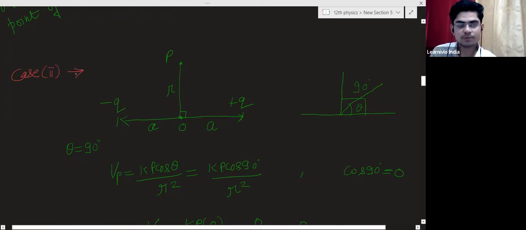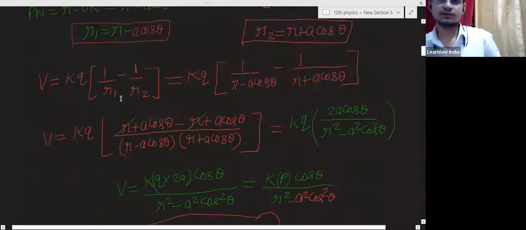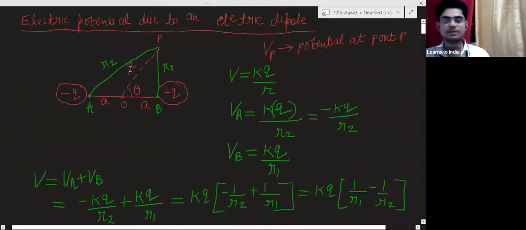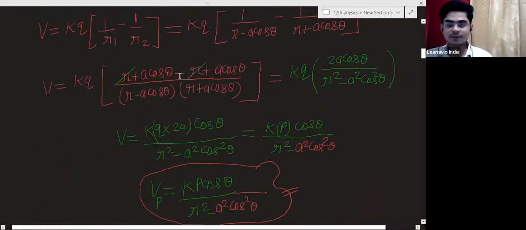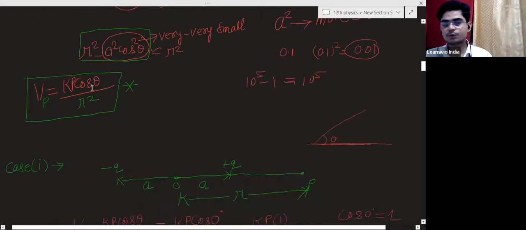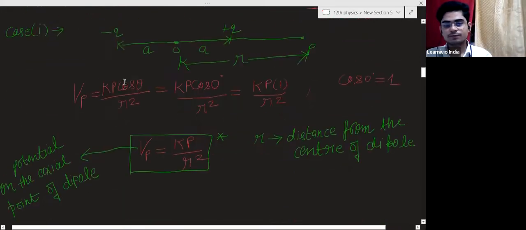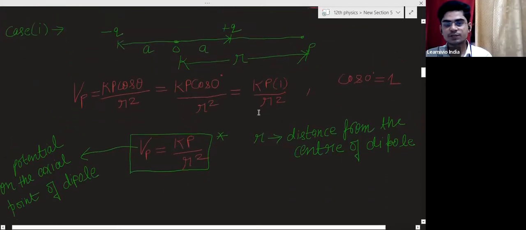If you have any problem, you can ask me. This is nothing but what we have derived, the things you have seen. Firstly, I derived the potential for an angle theta, and after so much calculation, we calculated the potential for the ideal dipole, and after that we calculated the potential on the axial position.